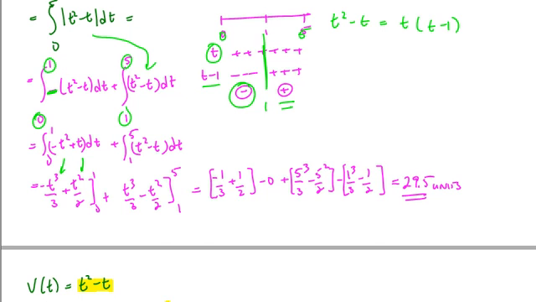So each of these go up by a power of 1, and we're integrating between 0 and 1. Same thing right here, integrating between 1 and 5, and then plugging in my values and simplifying, you should get 29.5.